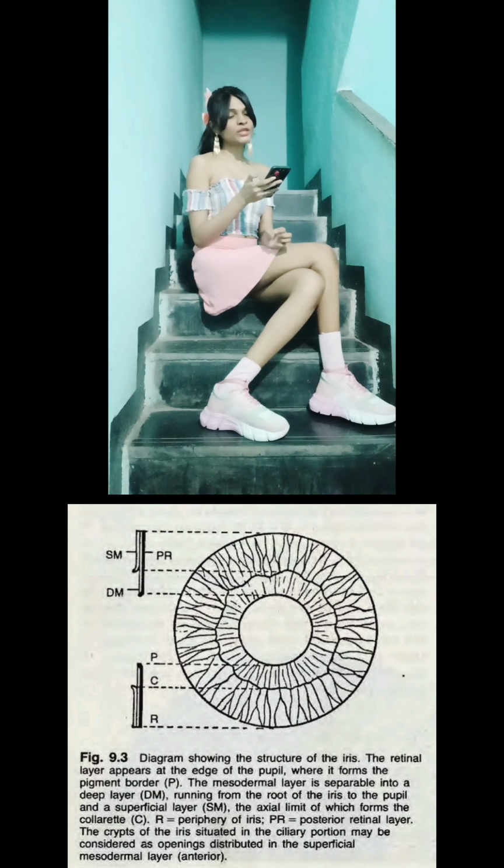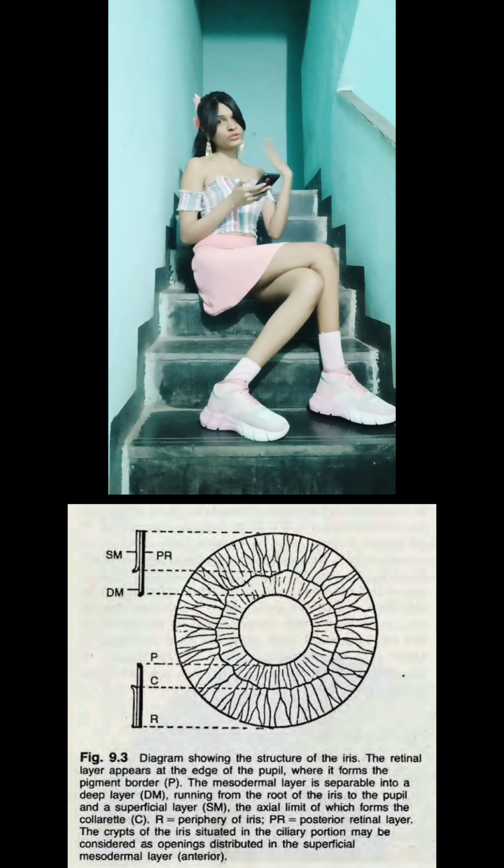So, there is a superficial mesenchymal layer and a deep mesenchymal layer. The superficial mesenchymal layer extends from the iris root to the collarette, and the deep mesenchymal layer extends from the ciliary border, the iris root, to the pupillary edge. So this diagram is all about that.